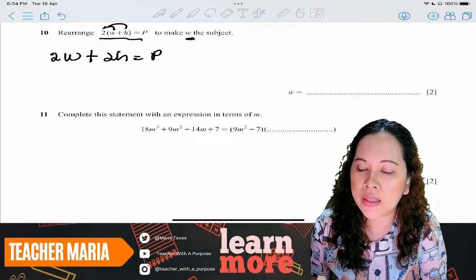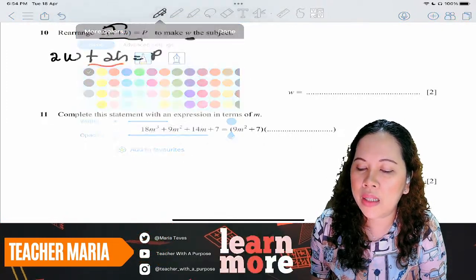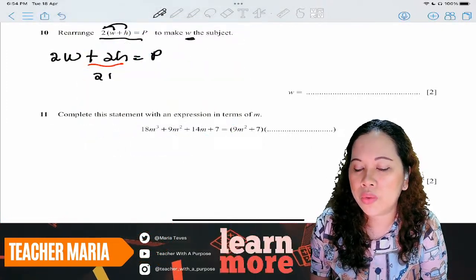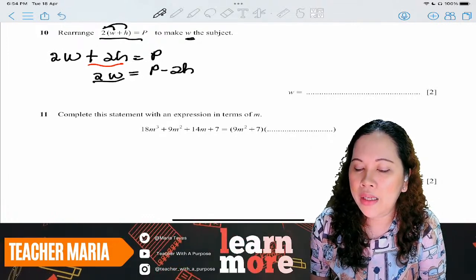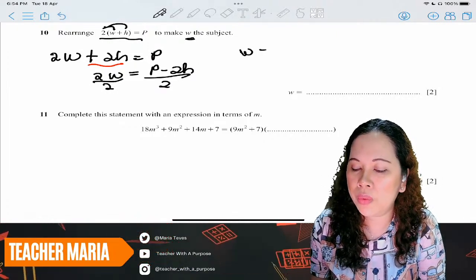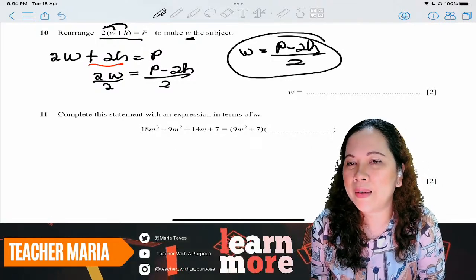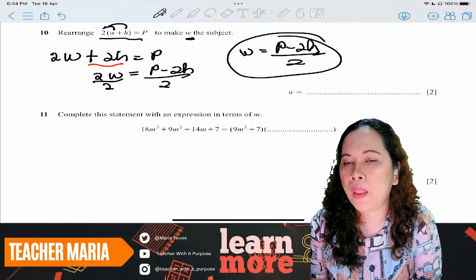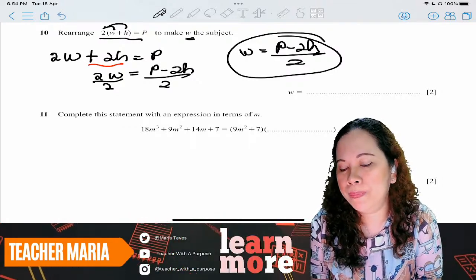Since that's positive, that's being added, when you move that to the other side, it becomes subtract. So 2W equals P minus 2H. And then you have to divide by 2 because you only need W. So W will be P minus 2H over 2. So that will be your answer. Okay, so P minus 2H over 2.